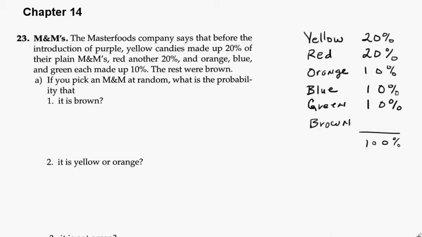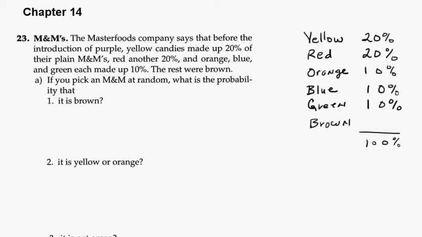This is problem 23 of chapter 14 of the textbook Stats: Modeling the World by the authors BVD. So this is a probability problem about M&Ms, and what they've done is they've given us the proportions for all the colors. So yellow, red, orange, blue, and green. They didn't tell us brown. So that's the first question. So we're just going to dive right in here.